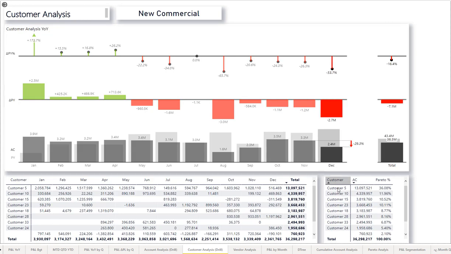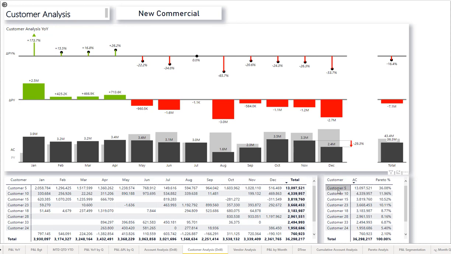Then in the bottom right-hand corner, we've looked at each individual customer, knowing that we're looking at new commercial. This is telling us what part of the sales we're looking at, new commercial. So customer 5 made up 36% of the total sales for the year, total sales being 36 million. Customer 5 made up 36% of that. So basically the first 5 or 6 are making up almost 70-75% of the total sales for new commercial.